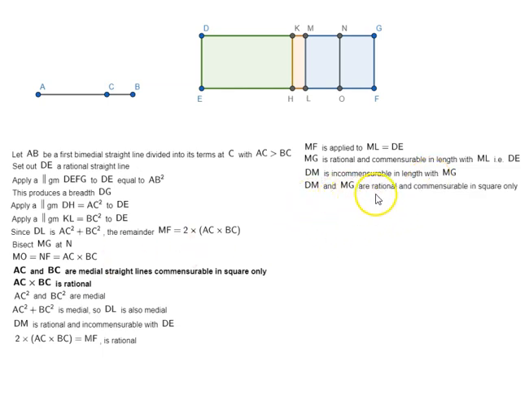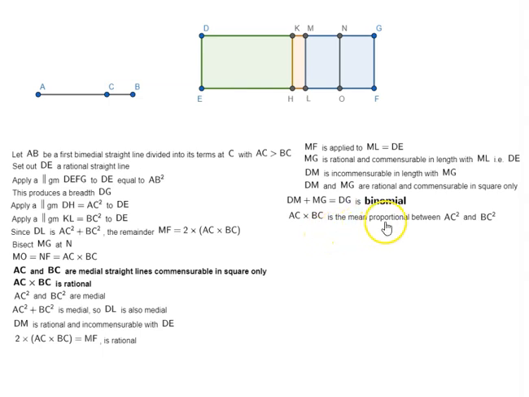So DM and MG are rational and commensurable in square only because they are incommensurable in length and commensurable in square. That means their sum, that is DG, is binomial. Okay, so we have shown that DG is a binomial. Now we have to show that it is a second binomial.